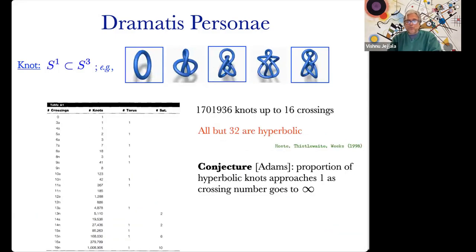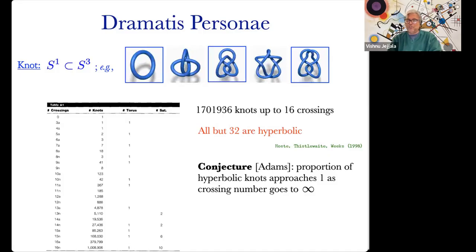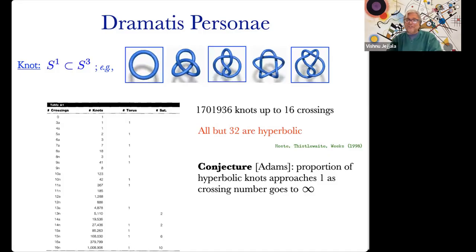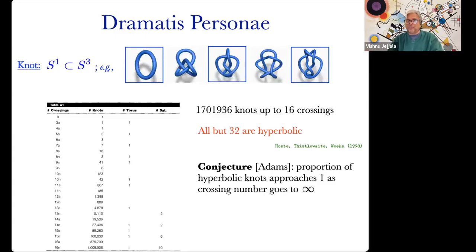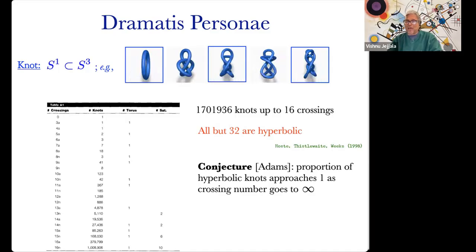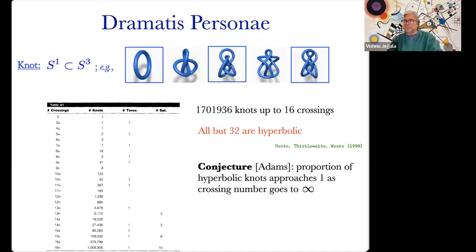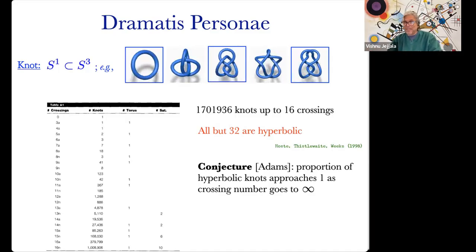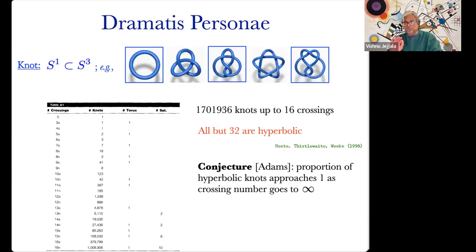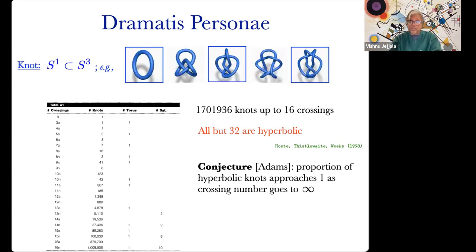Okay, so if you look at the knots up to 16 crossings, it turns out that all but 32 of these are hyperbolic. So essentially every knot you encounter at low crossing number is hyperbolic. And Adams conjectured the proportion of hyperbolic knots approaches 1 as the crossing number goes to infinity. Now, it was realized that this conjecture is wrong.